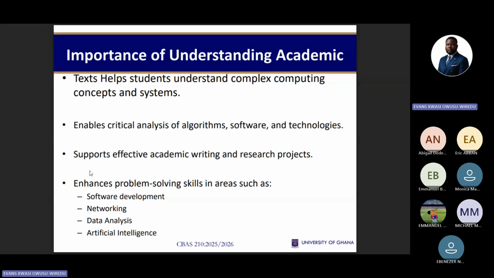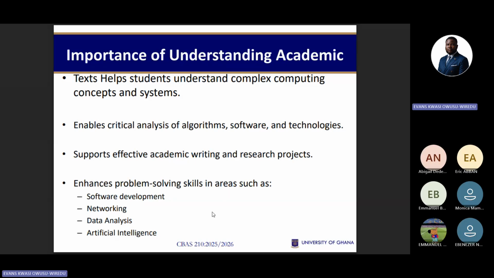It supports effective academic writing and research projects. We've learned about these things. It enhances problem solving. It helps you not to solve problems entirely, but it enhances the ability that you already have to solve problems. You get it?